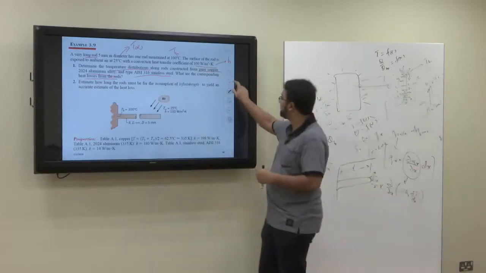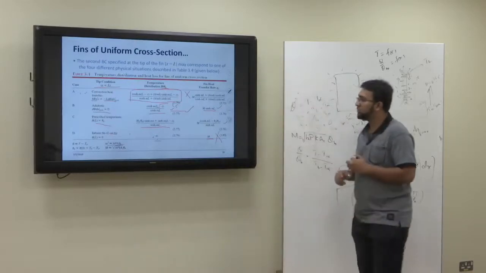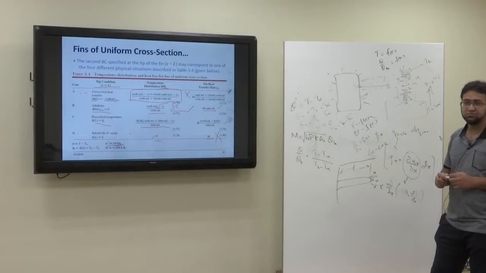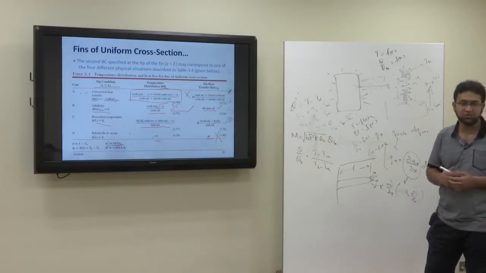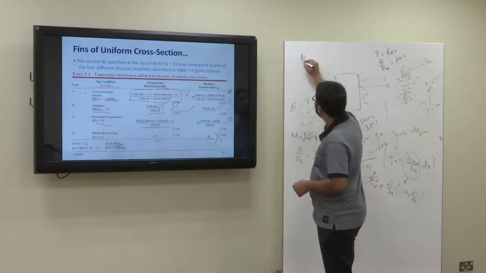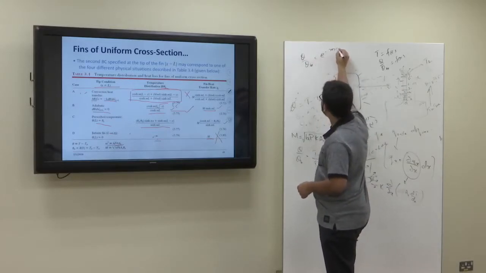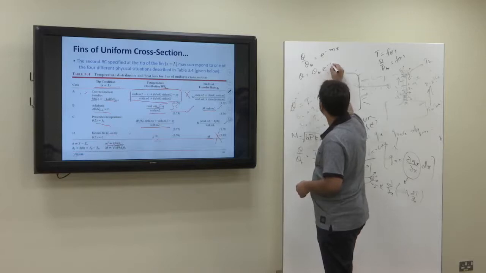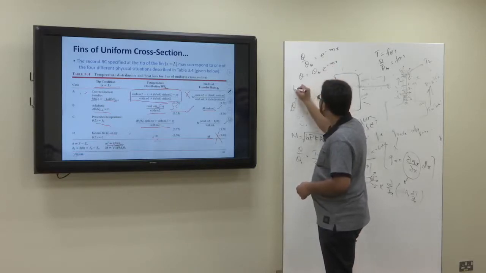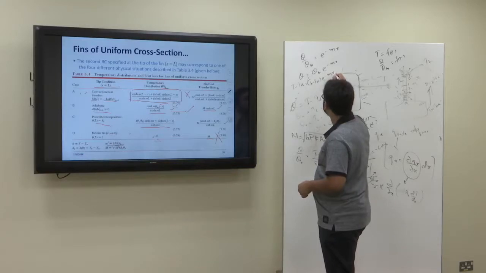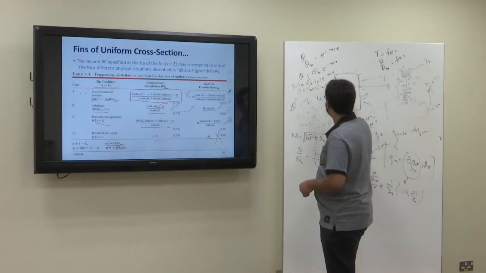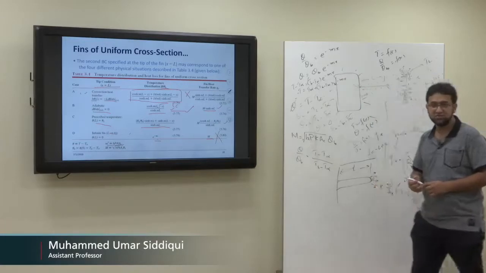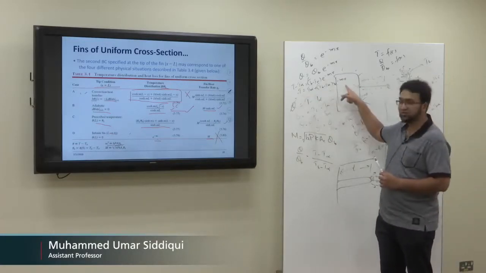Now let's go back to the table. That's the table. So which case do I need to use? D, because it's a very long rod. So temperature distribution will be theta upon theta B is equal to e raised to the power negative mx. Or I can say that theta is equal to theta B into e raised to the power negative mx. Or I can say that T minus T infinity is equal to TB minus T infinity, e raised to the power negative mx. Or I can say T is equal to T infinity plus TB minus T infinity into e raised to the power negative mx. Is it clear? So now I know what is T as a function of x.